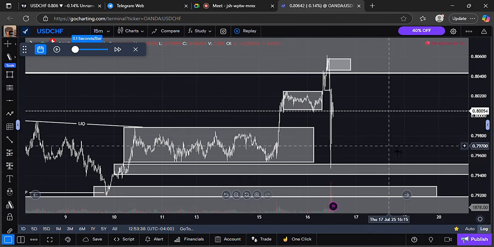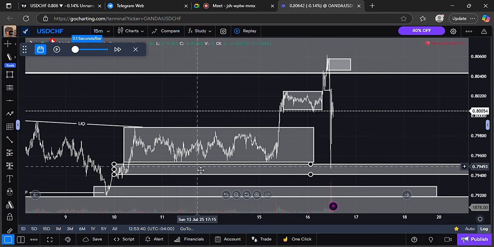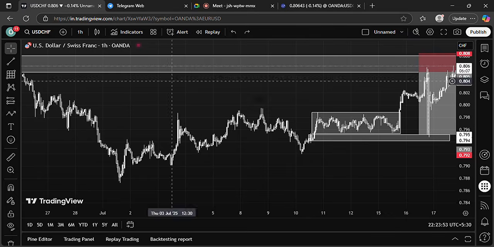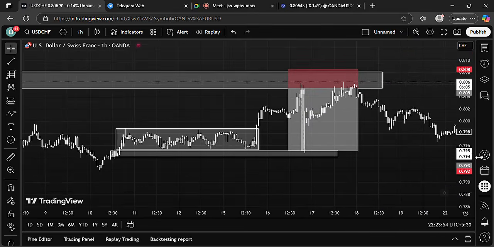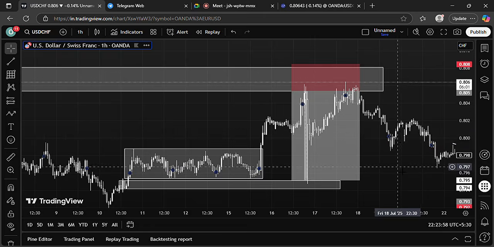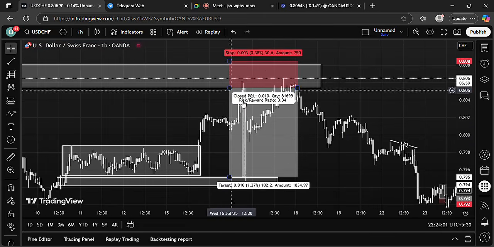So just leave it, like I told you how to mark the demand and supply. This was a fast movement due to news. I traded this. How it looks is like this. So here there were also confirmations, boys.